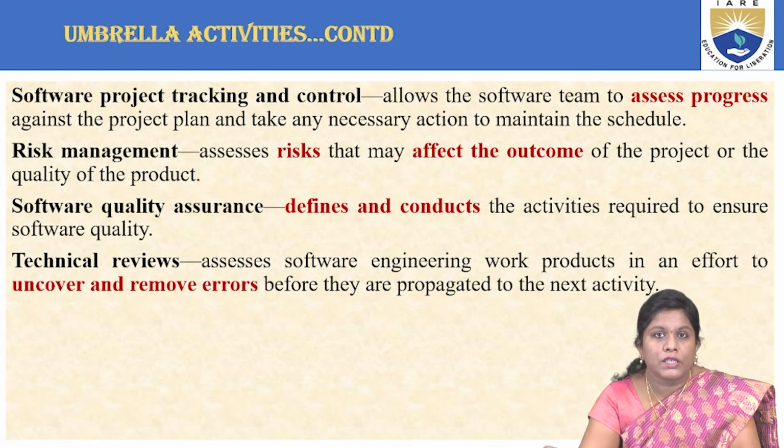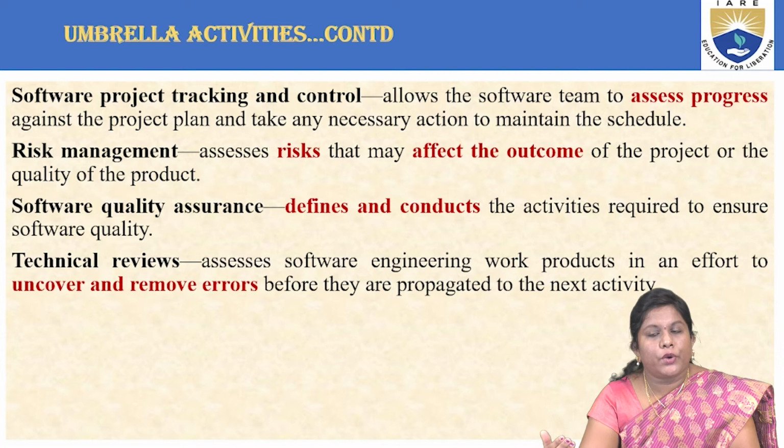Why do you have to focus on this? Because the quality has to be maintained, and this is taken care of by the risk management. Moving to the third one, that is software quality assurance. This is trying to define and conduct the activities required to ensure software quality. That is, every time you define and conduct the activities, it will show you the software quality. That is trying to repeat the things so that you make them much better.